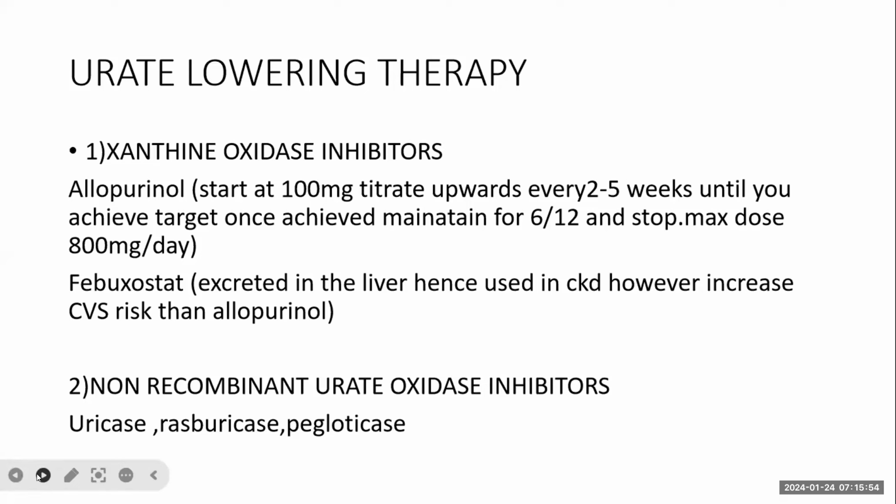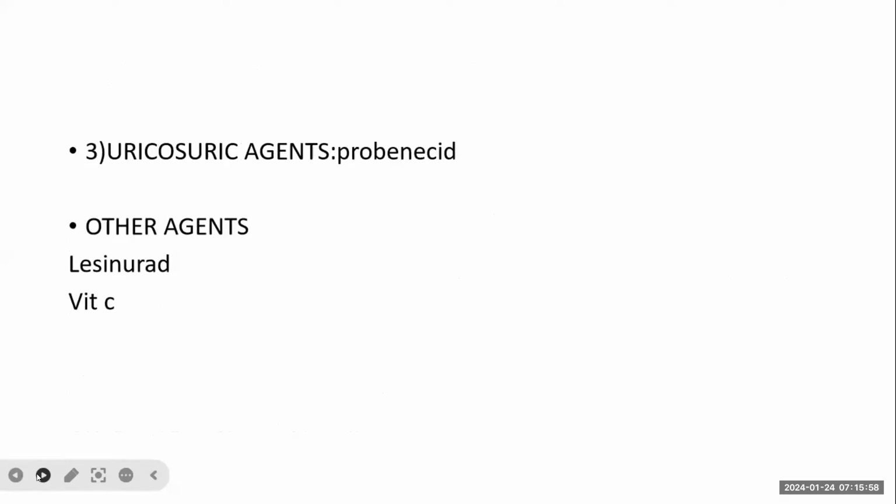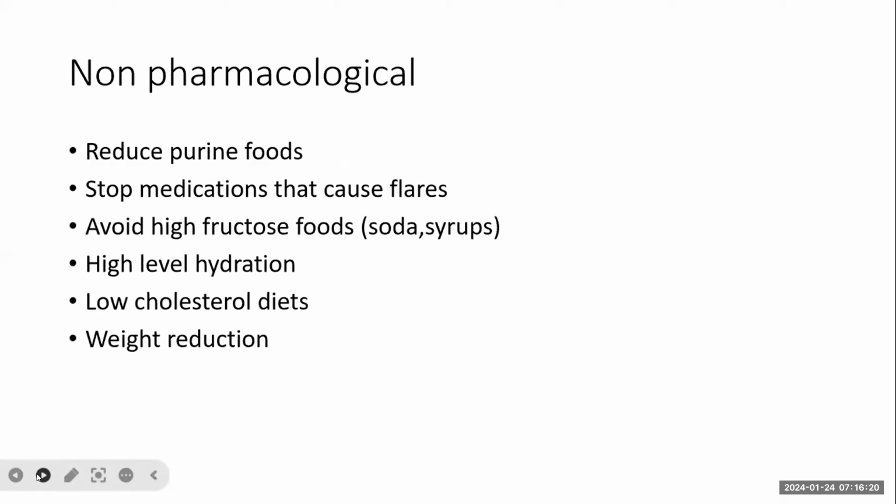We also have non-recombinant urate oxidase inhibitors like uricase, rasburicase, and finally uricosuric agents like, we say, probenecid, used in patients that have reduced excretion of uric acid. So if the excretion of uric acid is okay, we would go with the xanthine oxidase inhibitors to reduce the level of uric acid because the patient is already excreting normally. Then other agents that have been used are lesinurad and vitamin C.